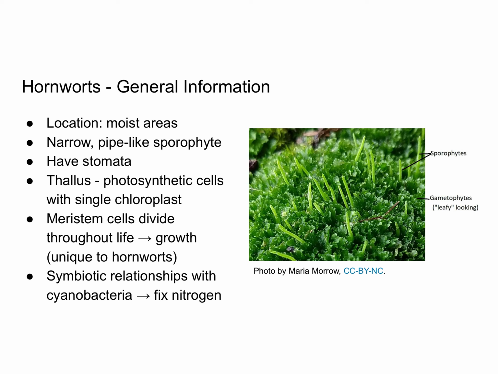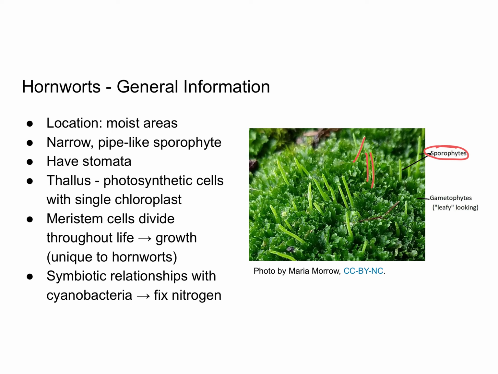The next bryophyte phylum we're going to talk about is phylum Anthocerotophyta, which are also known as the hornworts. Hornworts live in moist areas. They're known for having a narrow pipe-like sporophyte, which you can see on this picture here.